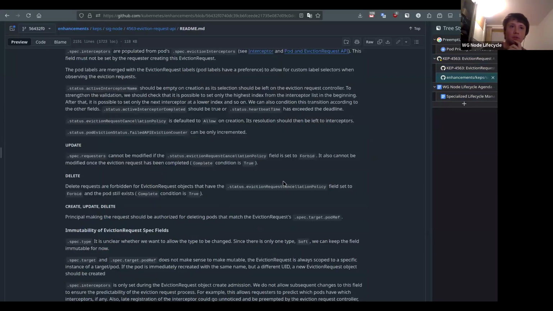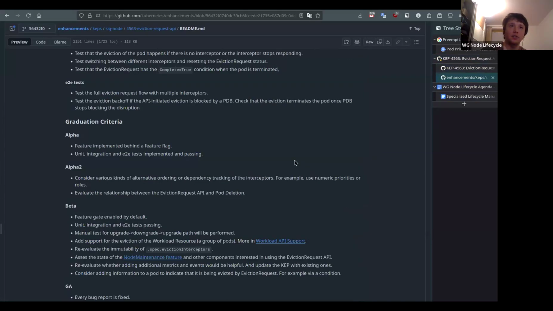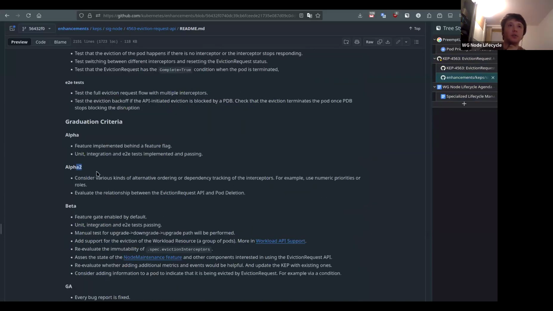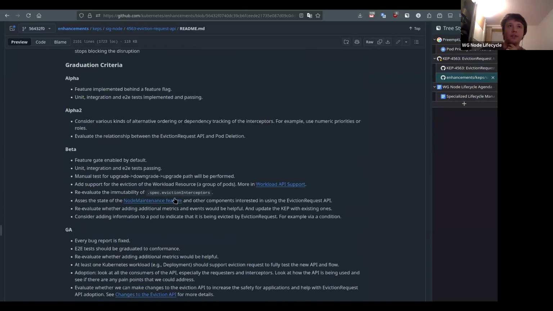I will quickly go through the changes in the graduation criteria. I added Alpha 2, where we will consider the different kinds of orderings, as I said, and evaluate the relationship between the eviction request and pod deletion, which is a difficult one, as we can see with the preemption.